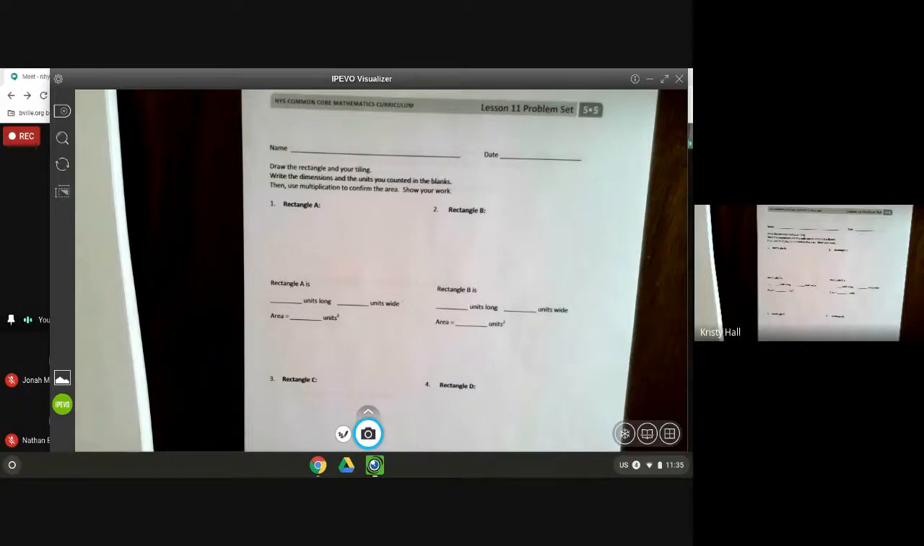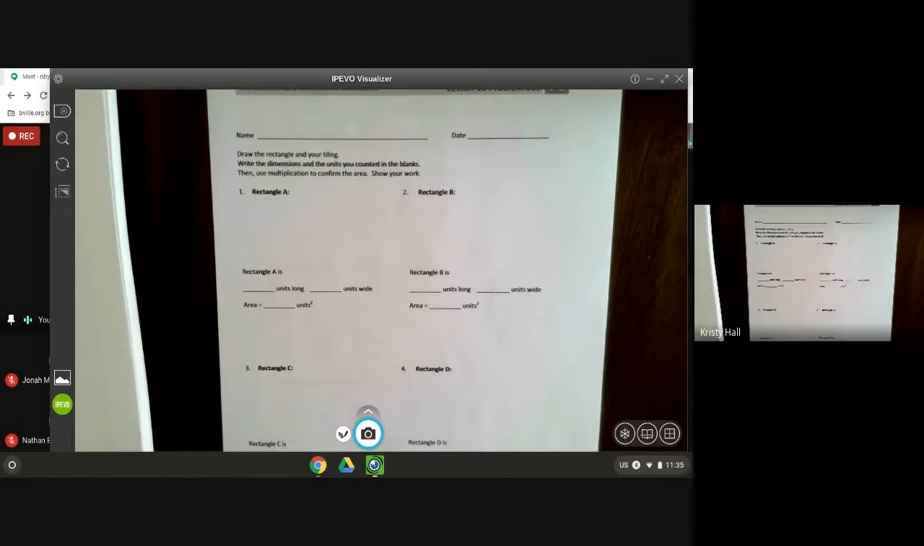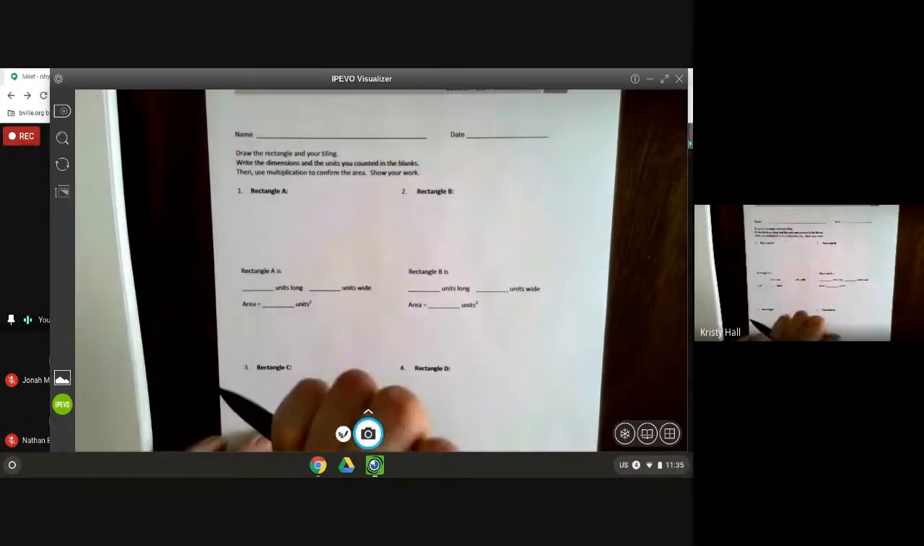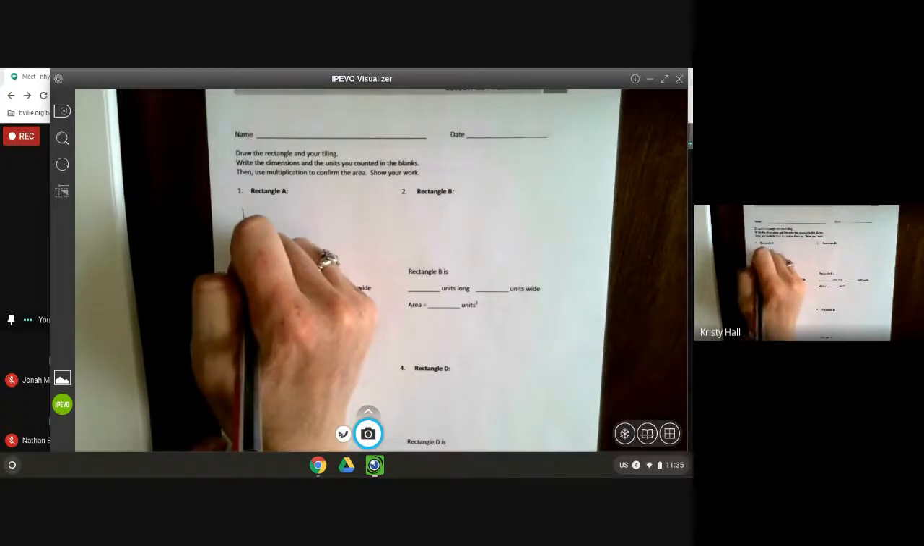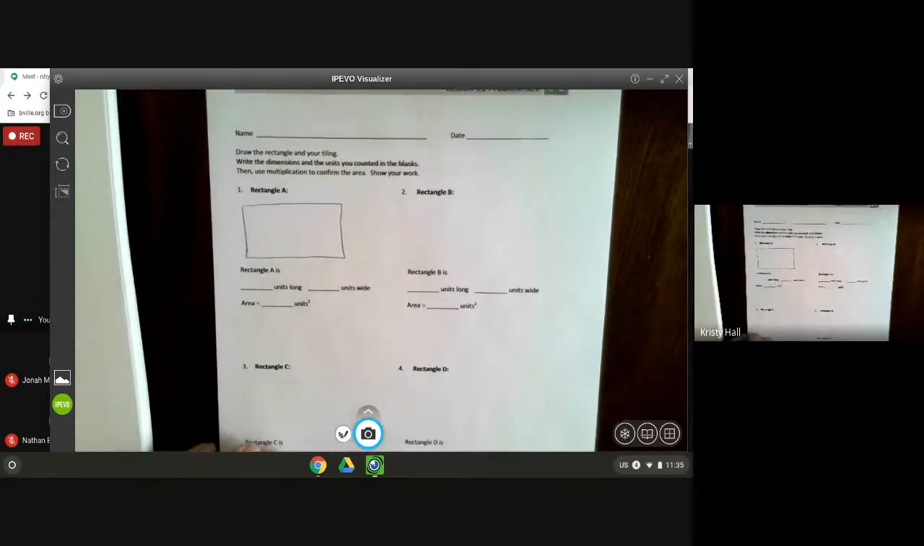Okay, so we're going to draw a rectangle and some tiling, which is basically just drawing blocks or boxes to show how big the rectangle is. So for your first rectangle, draw something about that size. So I use up most of that space there.